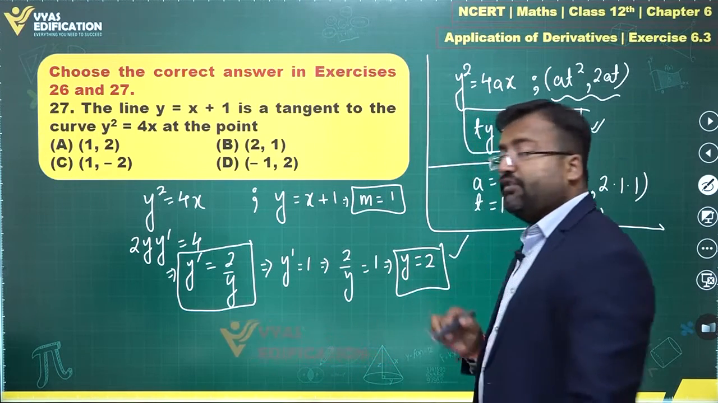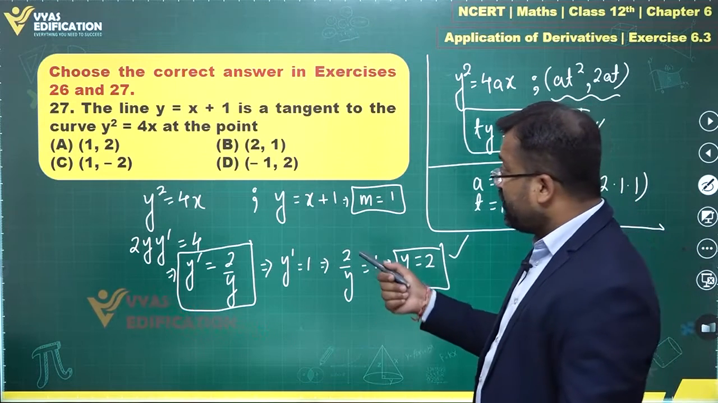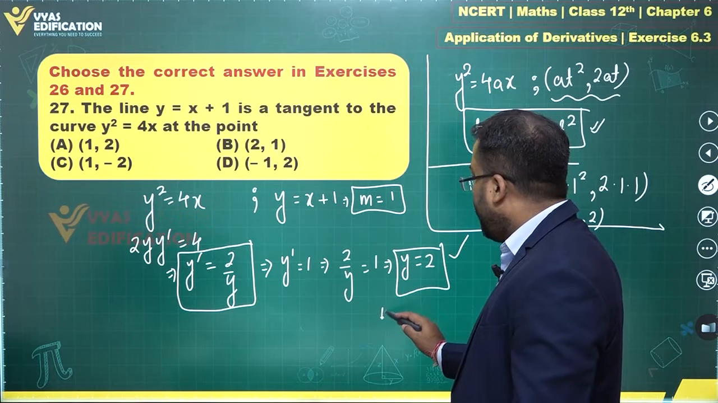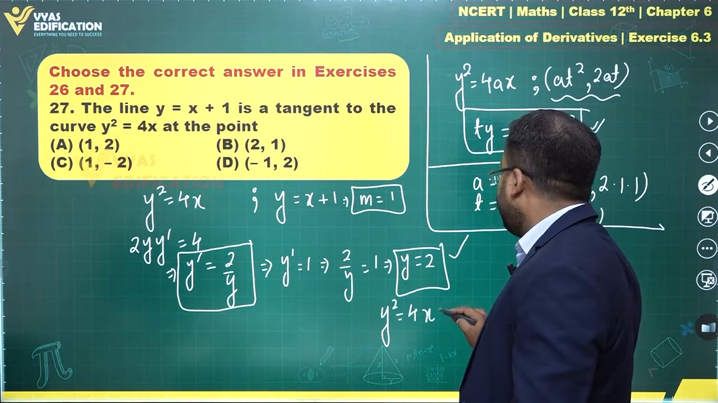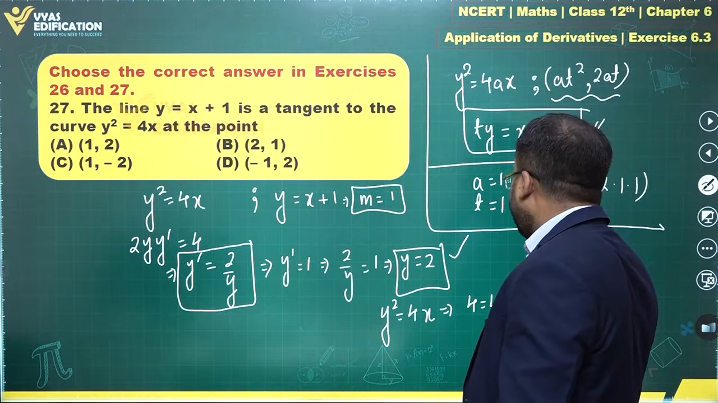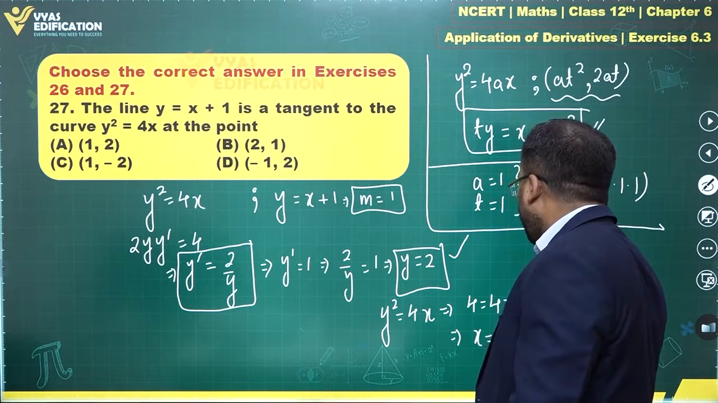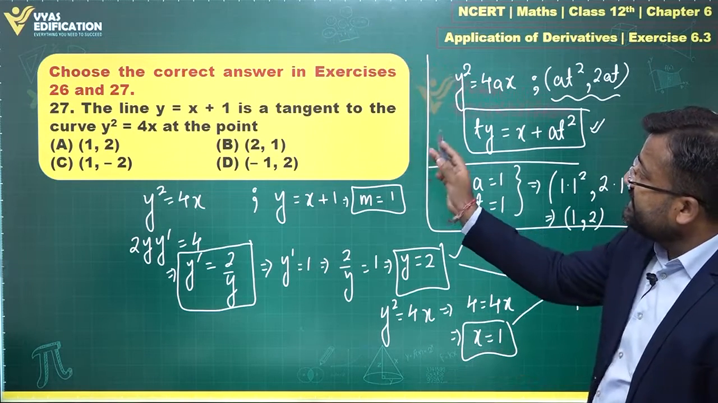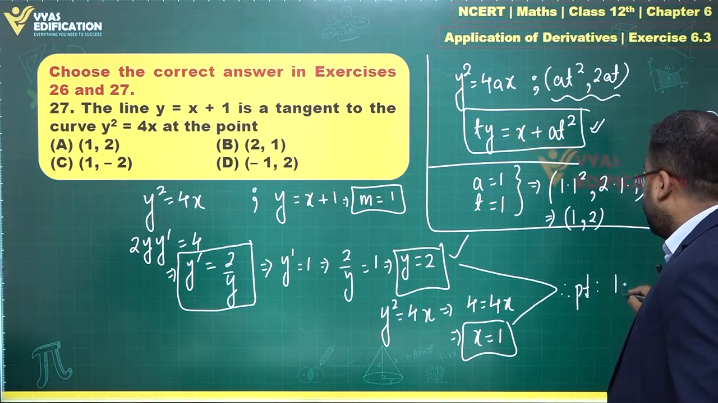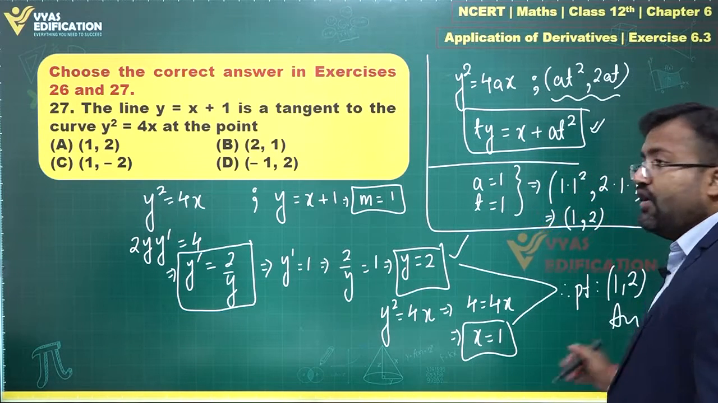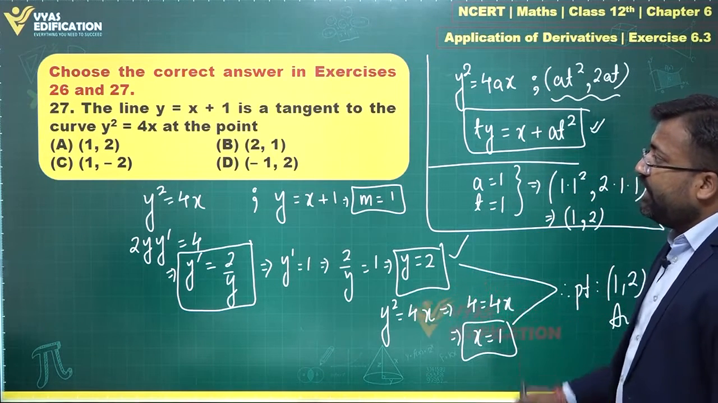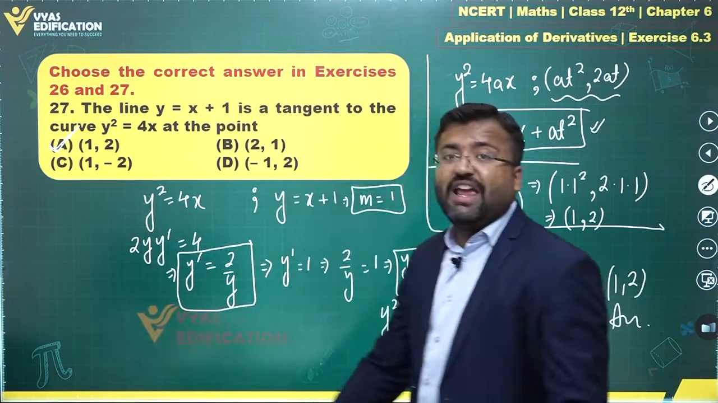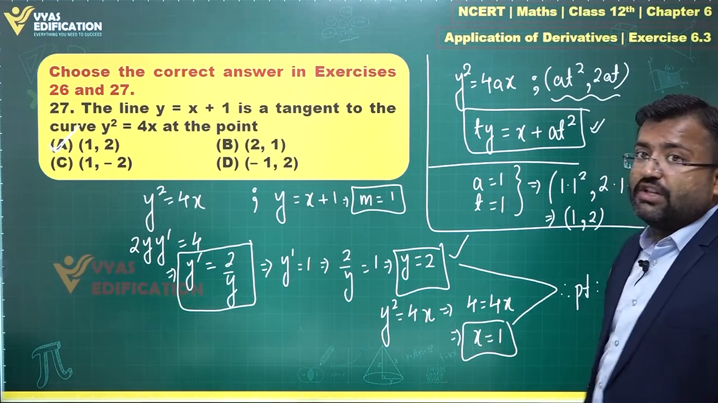This is the y coordinate of the point. What about the x coordinate of this point? We can also find the x coordinate easily by y square is equal to 4x implies 4 is equal to 4x, which gives me x equals 1. Therefore, the line this is a tangent to the curve at the point 1 comma 2, is the correct answer for this question, as you can see over here. This is 1, 2, and which point is this? This is option A, and that is the correct answer for this question, as you can see over here.